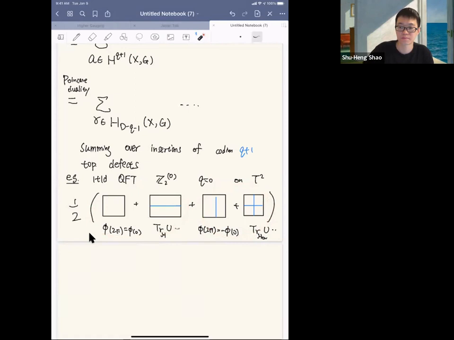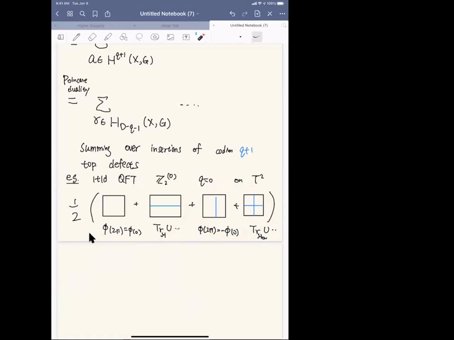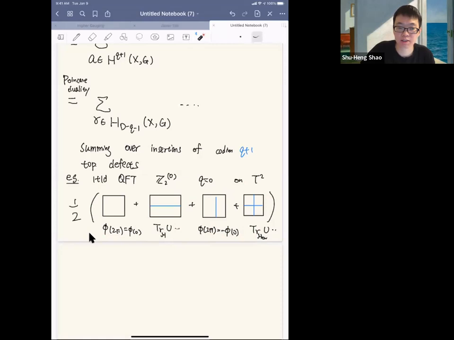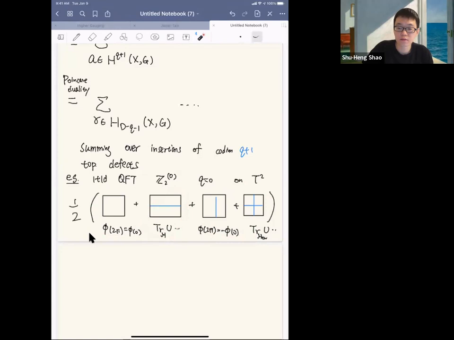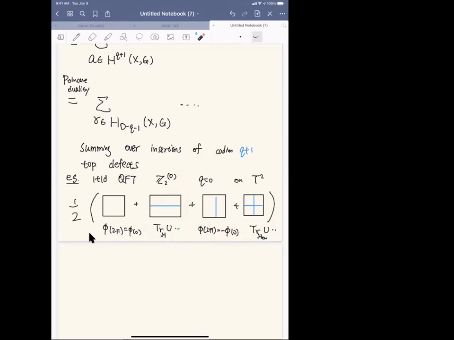Why can't the trace U mechanism be implemented by some boundary conditions, as you have done for the others? Sorry, I didn't understand the question. Can you say again? The second one, you're saying that you're doing it by some twist, by some trace over some U. Yes. Why can't it be done using some sort of boundary condition? Oh, you could. You could.